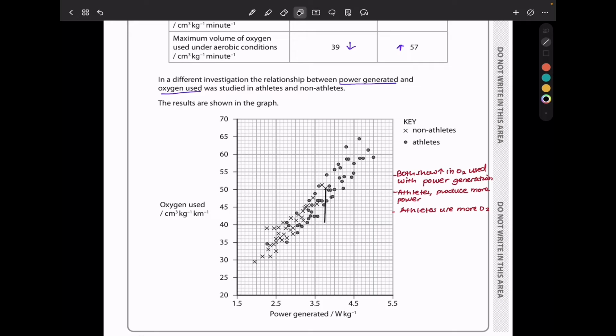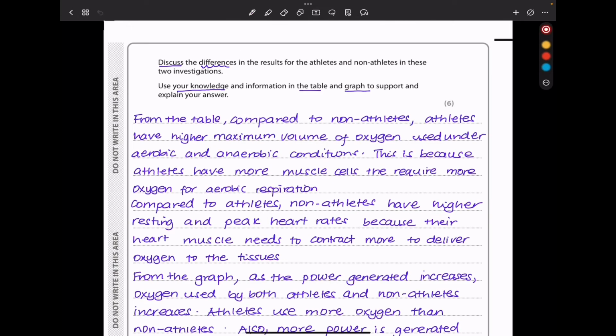If I draw a vertical line, we can see beyond these values here, there is no power generation for the non-athletes. So athletes have more power generated. And also up here, we can see those values here. There is no result for the non-athletes. So here they say discuss the differences in the results for the athletes and non-athletes in these two investigations. Use your knowledge and information in the table and graph to support and explain your answer.